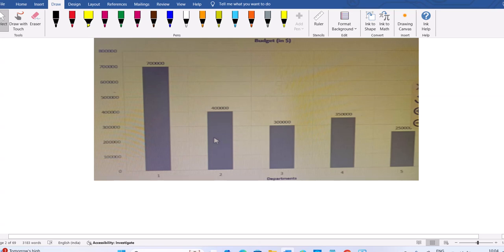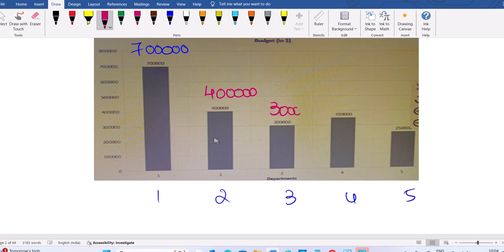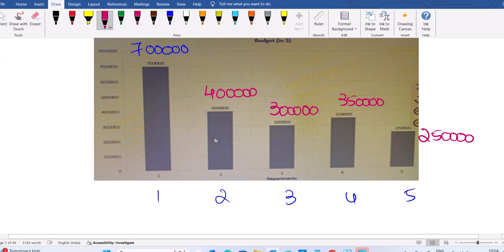Okay, 5 departments they allocated. This is department 1, department 2, 3, 4, 5. For the first department, they allocated 7 lakh dollars out of 20 lakhs, and 4 lakhs for the second department, third department 3 lakhs, then 3 lakhs $50,000, then 2 lakhs $50,000. So this is how they allocated the 20 lakhs or 2 million to 5 departments.